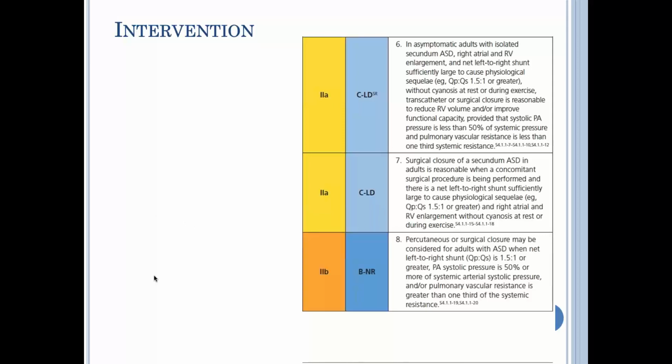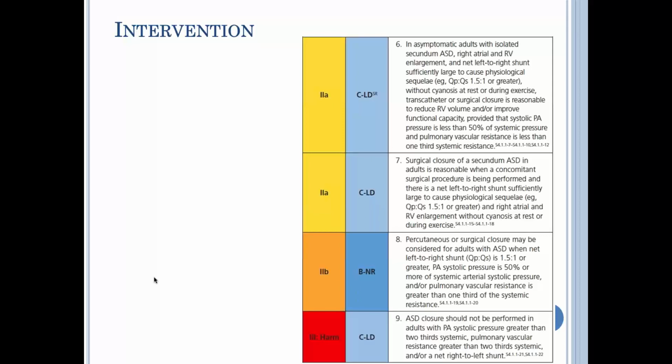And then I just want to touch on the contraindications. ASD closure should not be performed in adults with pulmonary artery systolic pressure greater than 2/3 of the systemic, pulmonary vascular resistance greater than 2/3 of the systemic, or net right-to-left shunt. And this is consistent with what was in the previous or older version of the guidelines.